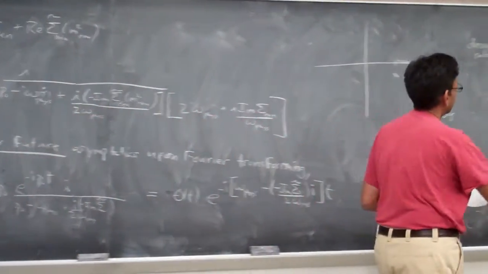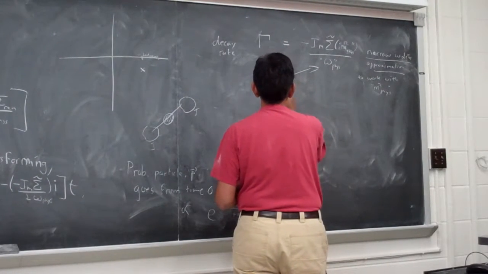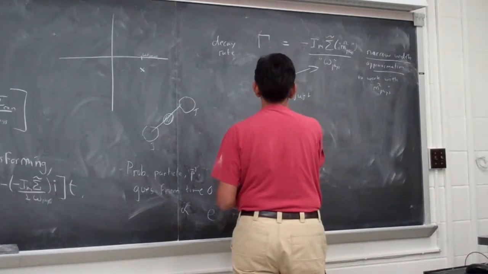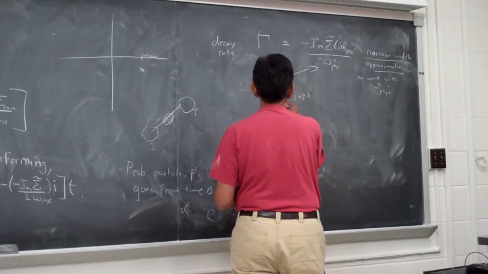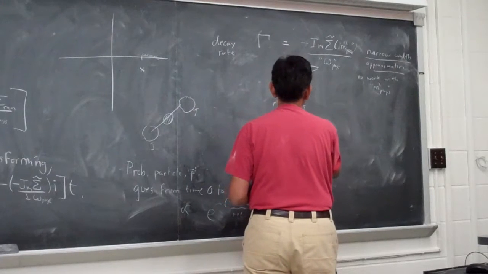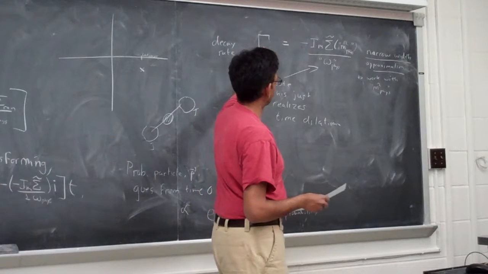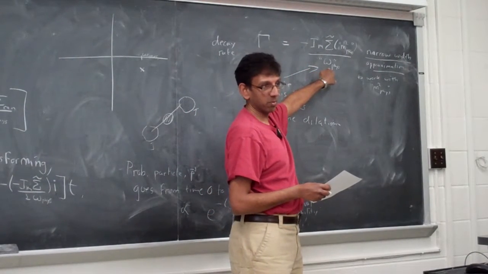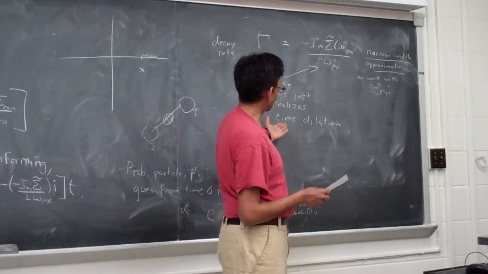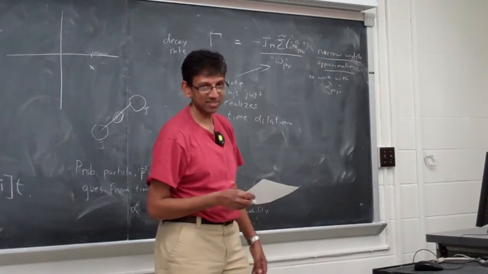Notice that it just realizes time dilation. So it appears that the rate drops if the particle has momentum. The higher the momentum, the more it drops. That's exactly what you expect from Lorentz time dilation, whoever's time dilation that is.